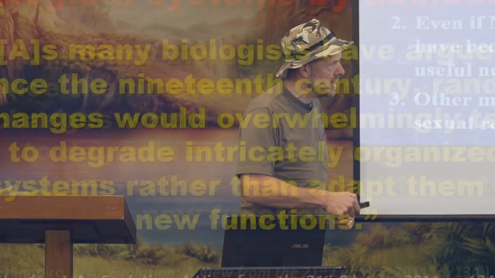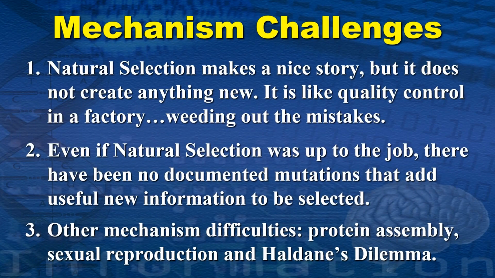My friends, I got to wrap things up, but some of you may be interested in this type of thing. Let me just mention that there's a couple, three other major difficulties. Difficulty in assembling proteins. Douglas Axe has a great book, Undeniable. It talks about since the Big Bang to today, there's no way you can even get one useful new protein, much less all the millions that would be needed in the Cambrian explosion.